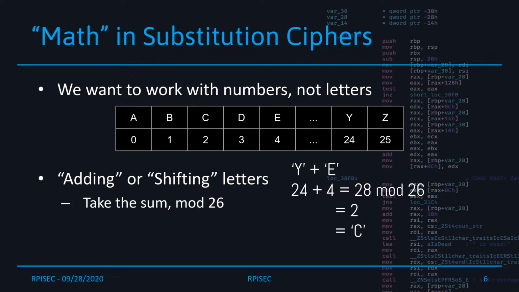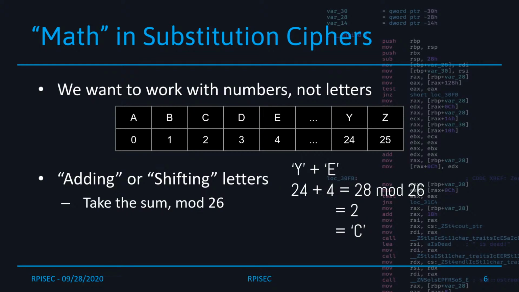So for example, A is assigned the number 0, B is assigned the number 1, up through Z, which is assigned the number 25, and at this point we can treat the letters as if they were the numbers that they correspond to. So we can perform basic arithmetic like addition and subtraction. So we could say add the letters Y and E, which have corresponding values 24 and 4. And the result we get from that is 28.